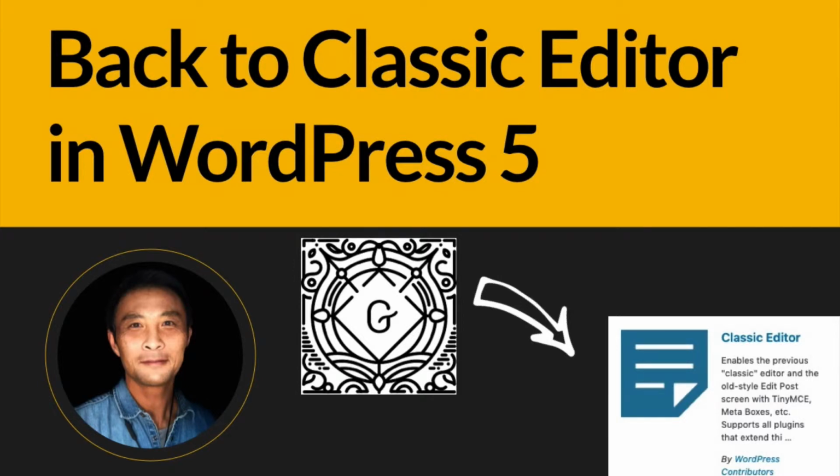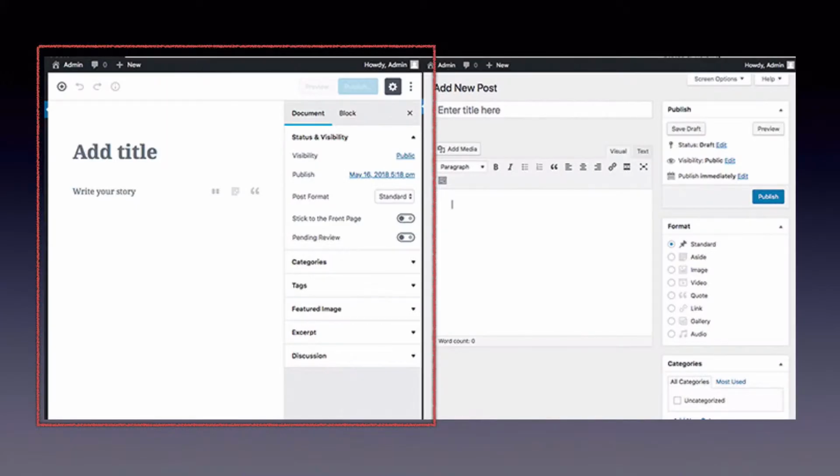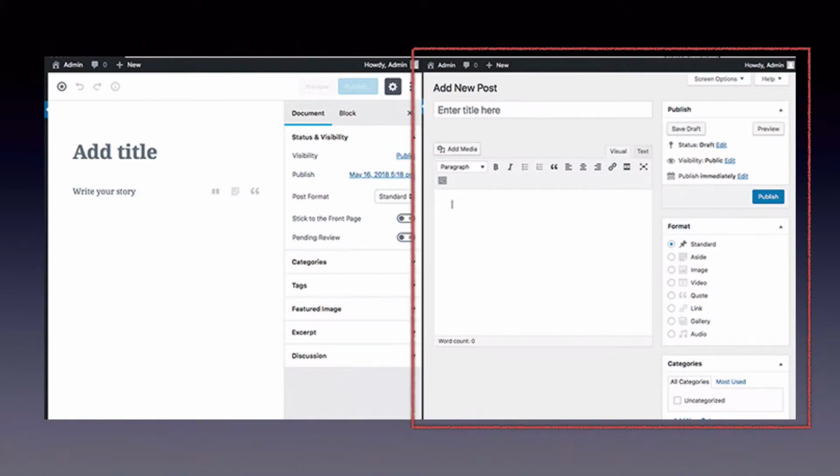Today I'd like to show you how to go back from Gutenberg to Classic Editor. The problem was that my clients don't like Gutenberg. It was the end of 2018 that we upgraded all the clients' websites from WordPress 4 to 5, and then they didn't like the user interface for editing. The left-hand side is Gutenberg and the right-hand side is the classic editor that my clients are used to.